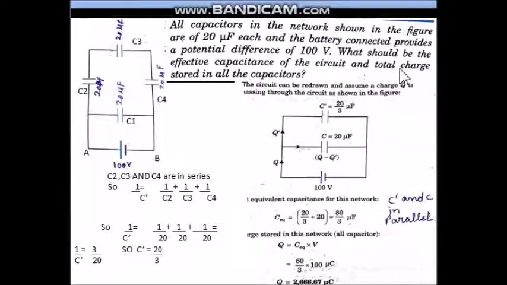And the next step is that if total charge is also asked, then the total charge formula is total C into total V. Total C is 80 by 3 micro and total V is 100. This way the final answer will become 8000 by 3 microcoulomb. So this is the answer obtained for the charge and capacitance. We will be practicing more questions on networks.